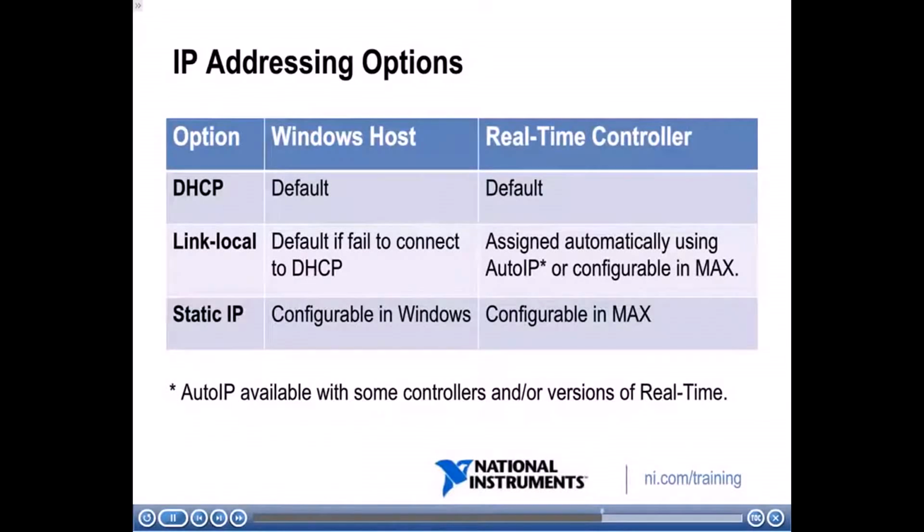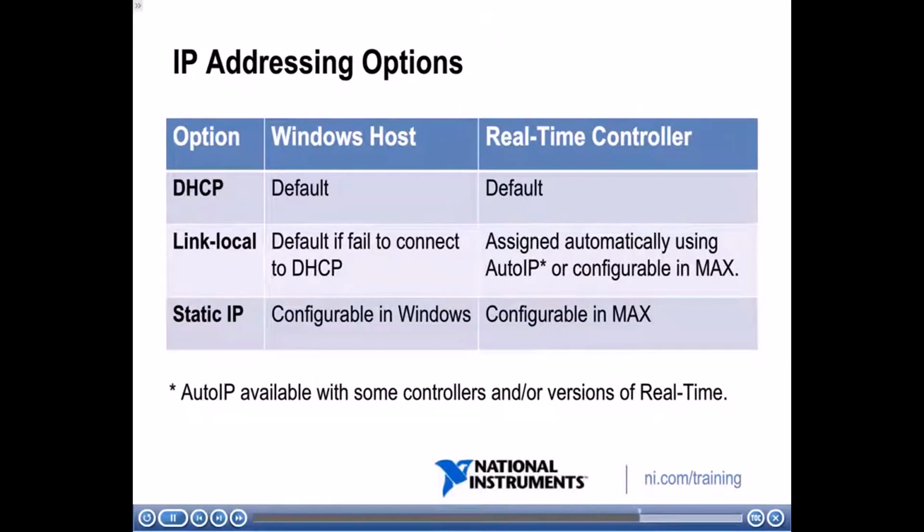Okay, let's talk about these IP addressing options with a Windows host and how they also work with a real-time controller. So first, let's talk about a Windows host. On a typical computer running Windows, it'll first look for DHCP. So if you connect up that computer to a network, it's going to try to see if there's a DHCP server to assign it an IP. And if it doesn't find one, then the Windows computer will default to using a link local IP address. So remember, a link local IP address will be 169.254.something.something.